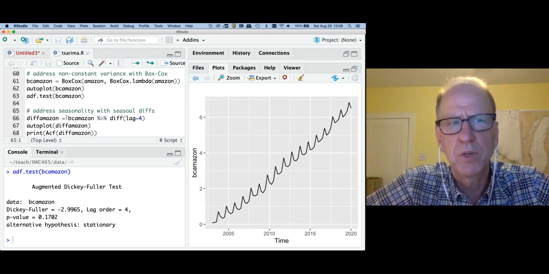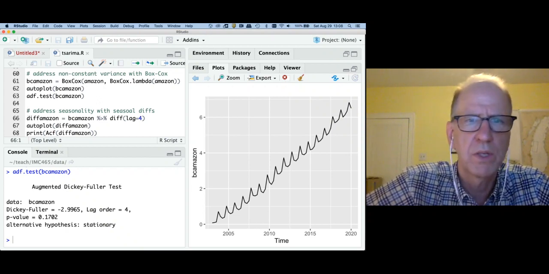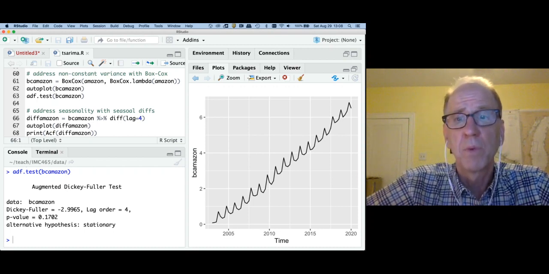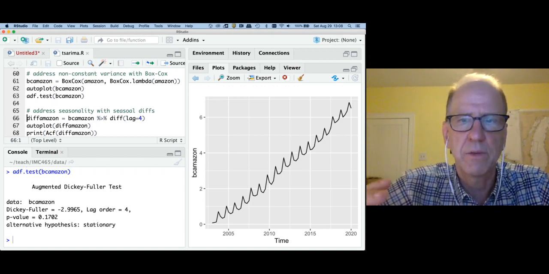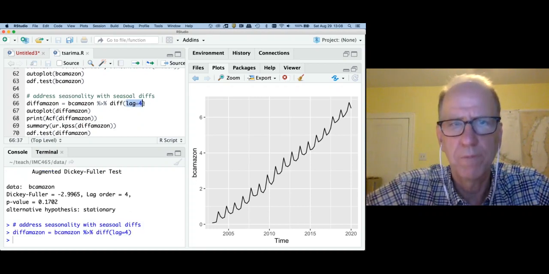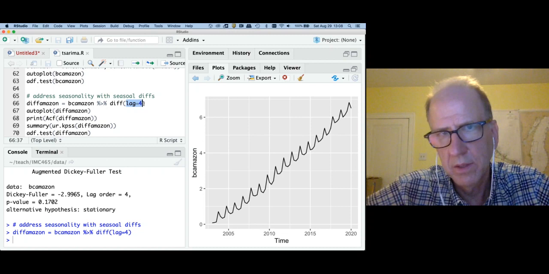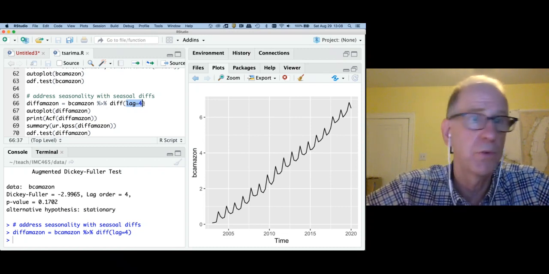So the next thing that I'm going to do is take seasonal differences. This is kind of important. I'm going to go over this on the next slide as well, but we usually address seasonality first. Let's take differences with a lag of 4. That means this is quarterly data. If this is fourth quarter, subtract this period from last year's fourth quarter.